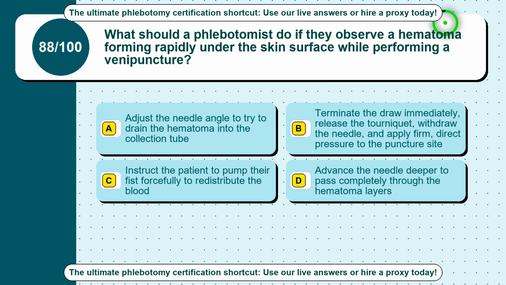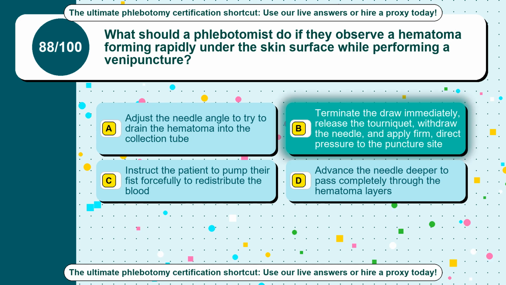Question 88. What should a phlebotomist do if they observe a hematoma forming rapidly under the skin surface while performing a venipuncture? Option A. Adjust the needle angle to try to drain the hematoma into the collection tube. Option B. Terminate the draw immediately, release the tourniquet, withdraw the needle, and apply firm, direct pressure to the puncture site. Option C, instruct the patient to pump their fist forcefully to redistribute the blood. Option D, advance the needle deeper to pass completely through the hematoma layers.